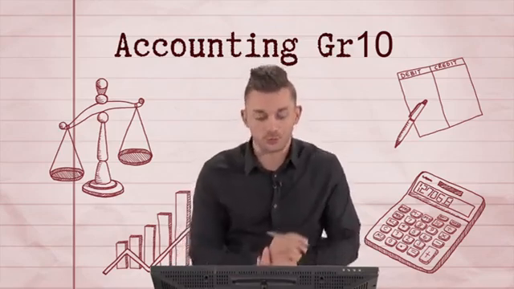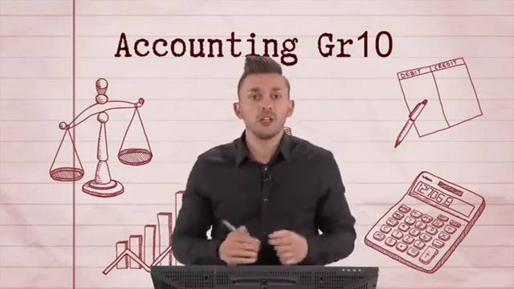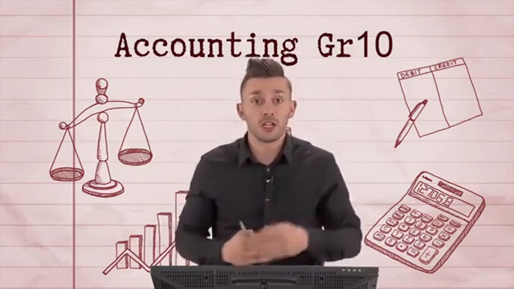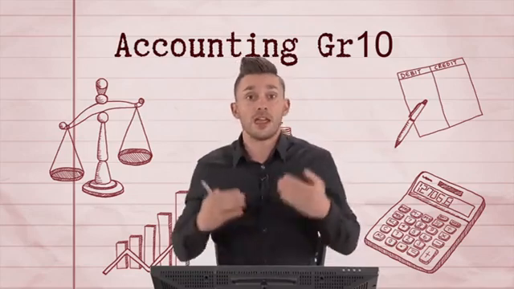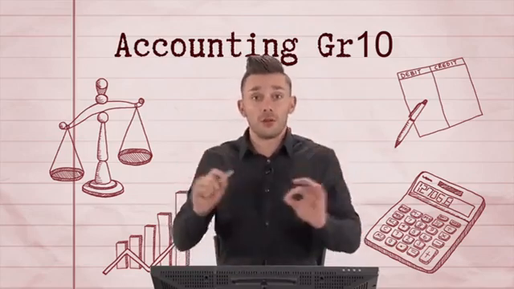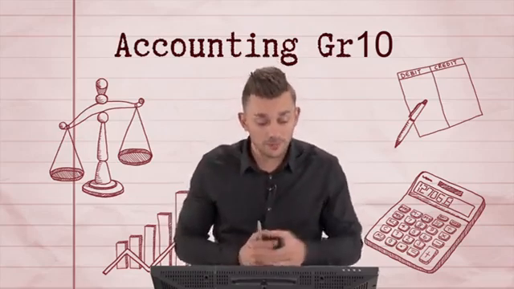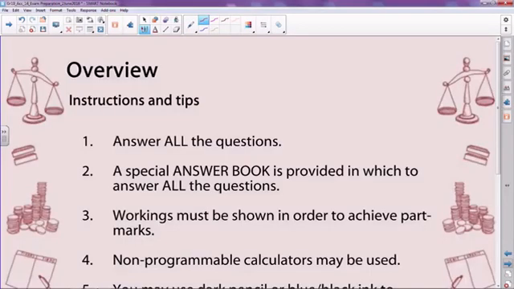So let's start off. Very firstly, you'll get a nice sheet with instructions on it, and you need to read these instructions carefully, and remember all the instructions need to be followed. So, instructions and tips. Number one, answer all the questions. Again, in accounting, you don't have any options. You need to answer every single question.